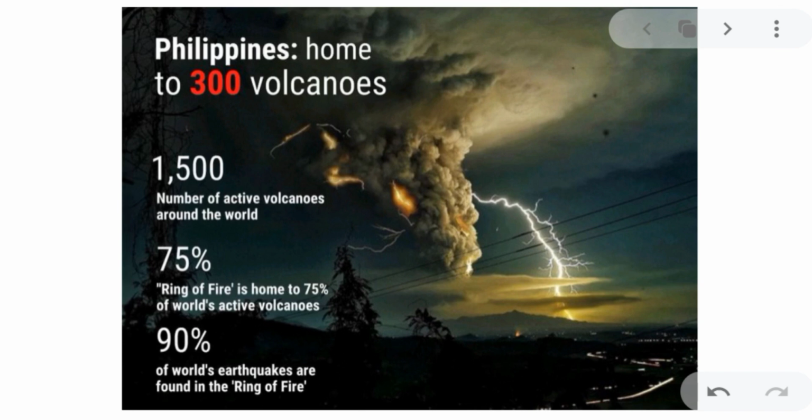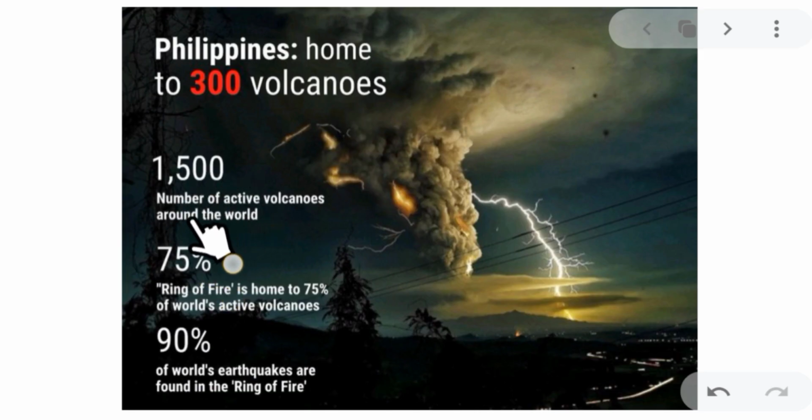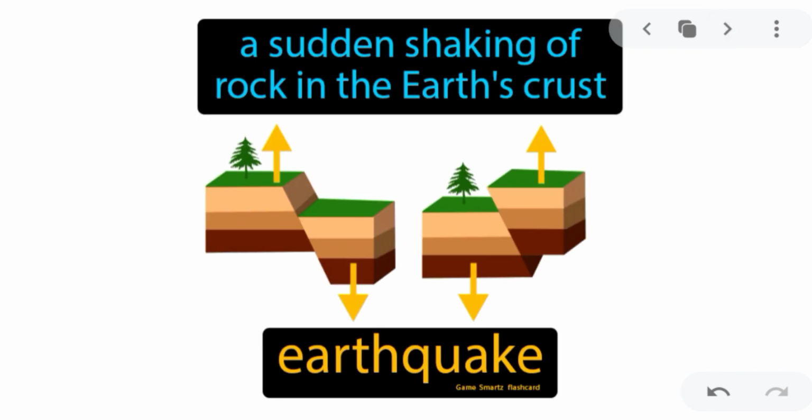So, the Philippines is home to 300 volcanoes. 22 of that is active, and the 6 most active volcanoes in the Philippines are Mayon, Hibok-Hibok, Pinatubo, Taal, Canlaon, and Bulusan. And currently, these volcanoes are in alert level 2, if you check the warning system of Phivolcs. So, in the world, there are 1,500 active volcanoes. 75% of that is located at the Ring of Fire. And then 90% of the world's earthquakes are found in the Ring of Fire, which includes the Philippines and other Southeast Asian nations.